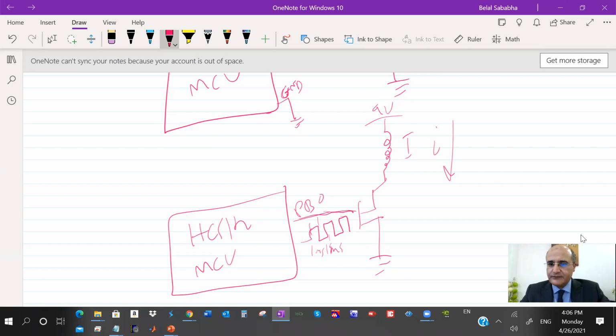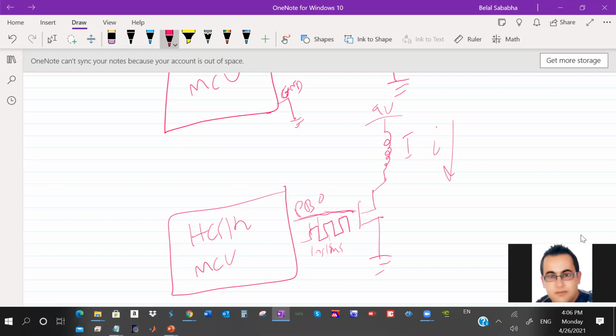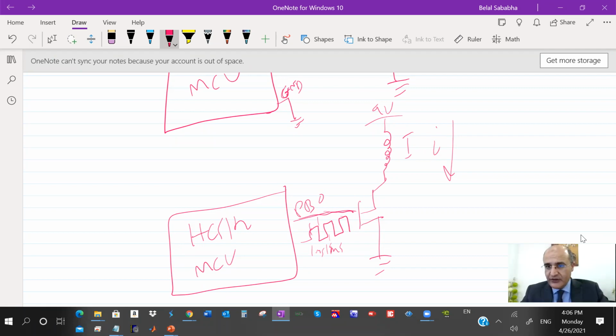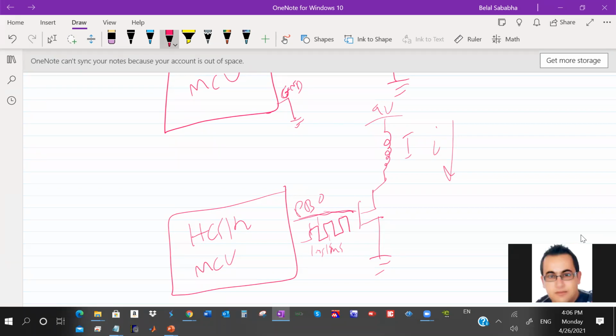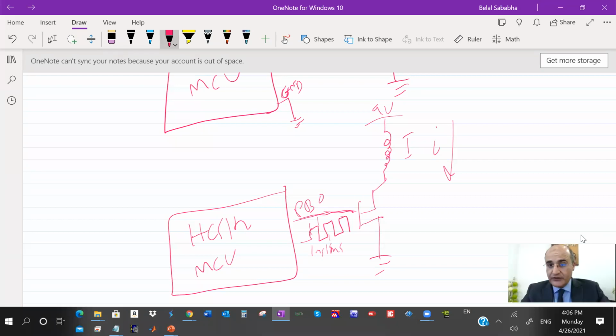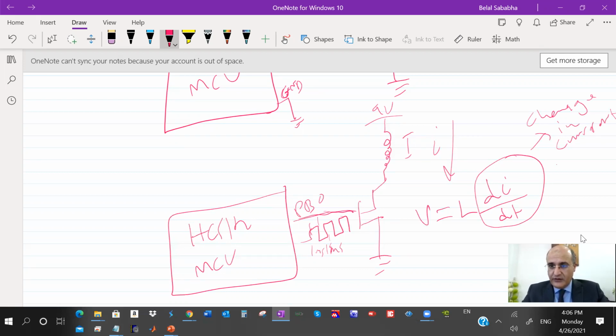What will this cause? Acceleration, or maybe a variation. Yeah, you're going to cause variation in the flow of the current, right? And when we talk about an inductor, what is the voltage that is created? Well, the basic equation of the voltage across an inductor is L di over dt, right? Di over dt is the change in current in a time unit.